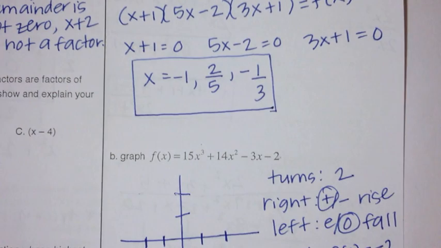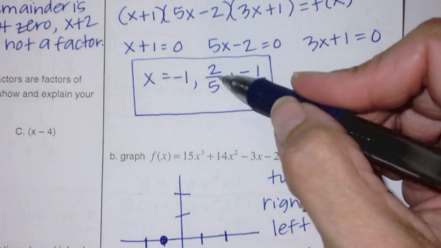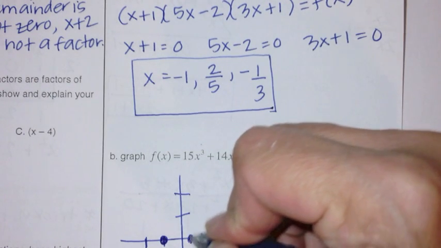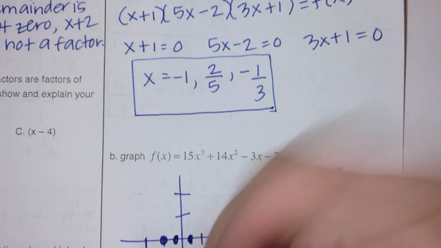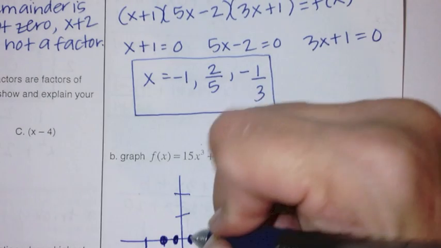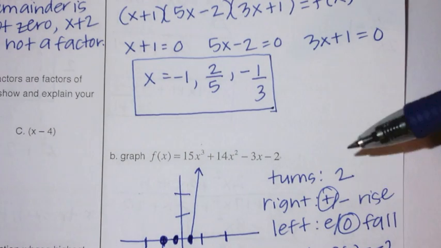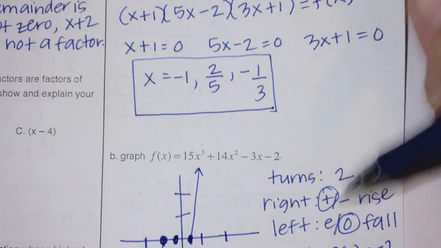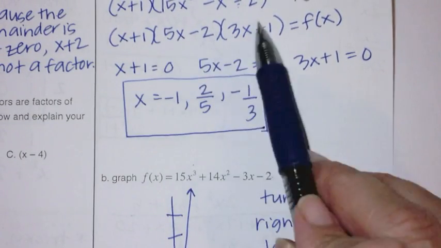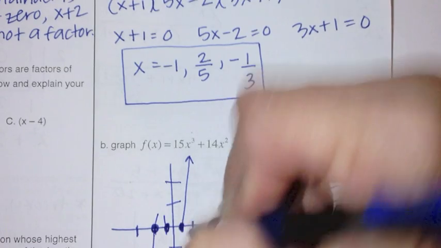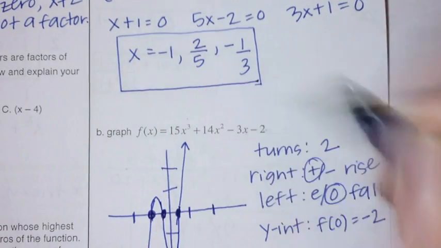So let's see, my x-intercept is negative 1, and then 2/5, which we'll call right there, and then negative 1/3, which we'll call right there, and then negative 2 for my y-intercept. It's going to rise to the right, and it's going to fall to the left, and it has at most 2 turns, and there are no bumps because these all have odd multiplicity. They all show up only once, so they all cross through their graphs, so there'll be sign changes in the y, so you can kind of see that right there.